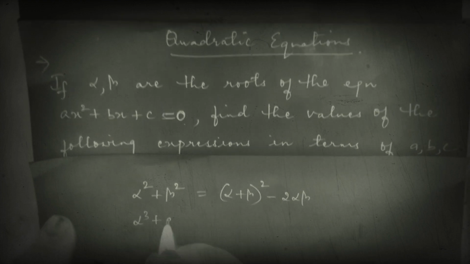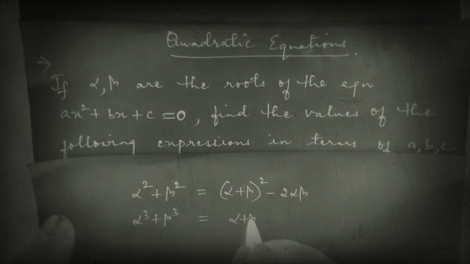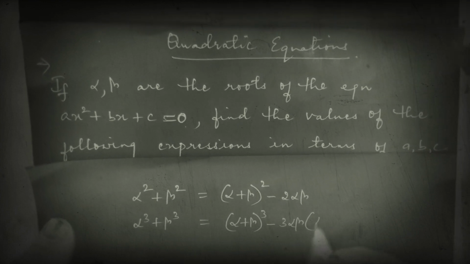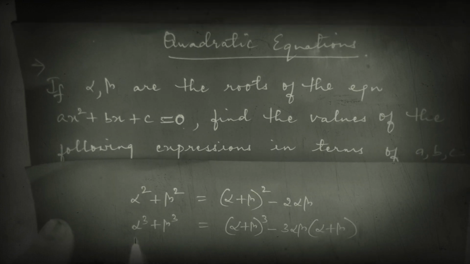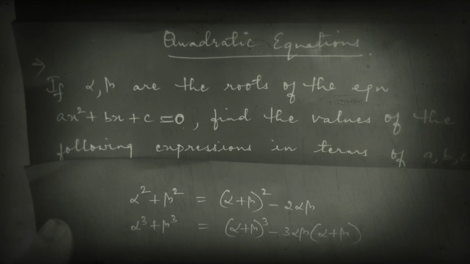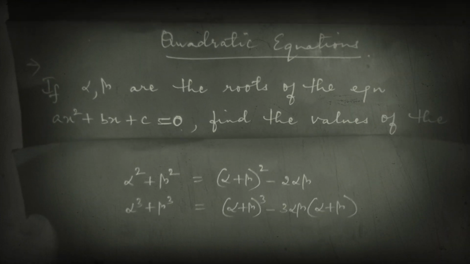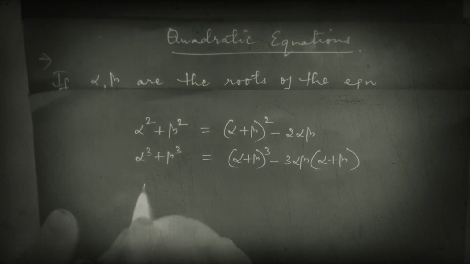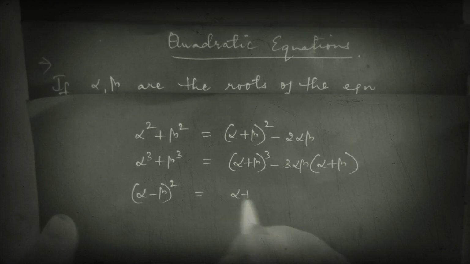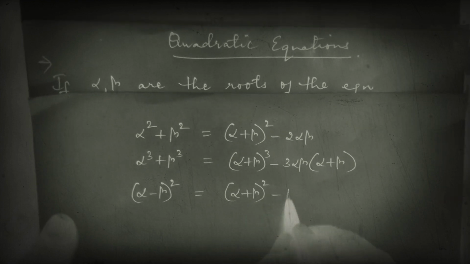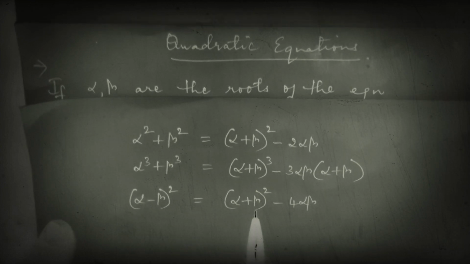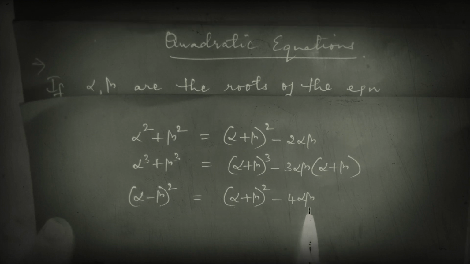And alpha cube plus beta cube equal to alpha plus beta whole cube minus 3 alpha beta into alpha plus beta. Then alpha minus beta whole square equal to alpha plus beta whole square minus 4 alpha beta.